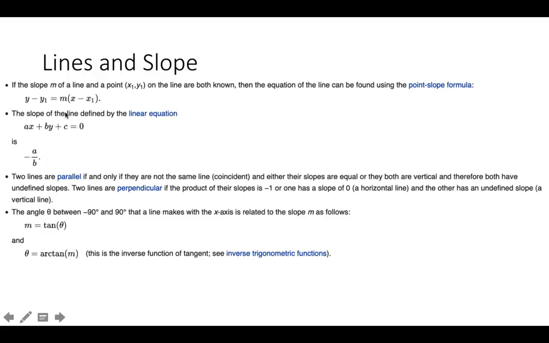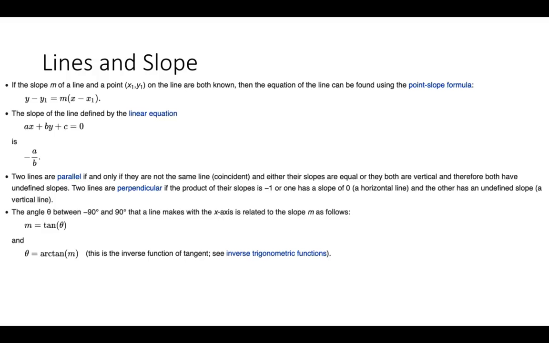If we get a linear equation that looks like this one, then we can determine the slope. It's actually going to be minus a over b. And you can prove that to yourself by taking this equation, solving it for y, and looking then at what multiplies x. So two lines are parallel if and only if they're not the same line, and either their slopes are equal or they are both vertical and both have undefined slopes.